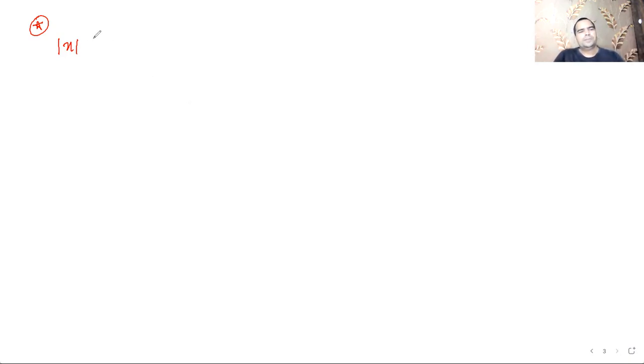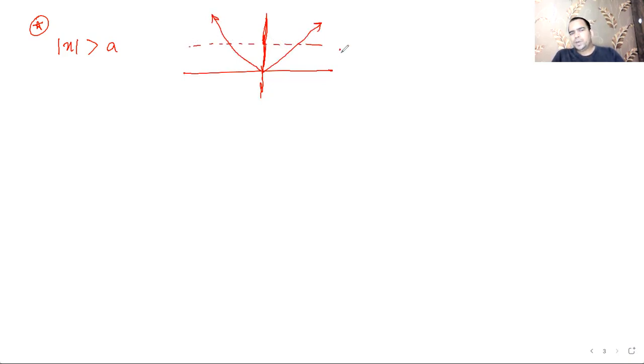Let's say you have to solve for what values of x the absolute value of x is greater than a. Graphically, suppose this is the absolute value of x graph, and then I look at the y equals a line. Now y equals a is here. If I graphically try to find the solution of this inequality, I ask for what values the absolute value of x graph is above a. That is, if you notice, this part and this part.